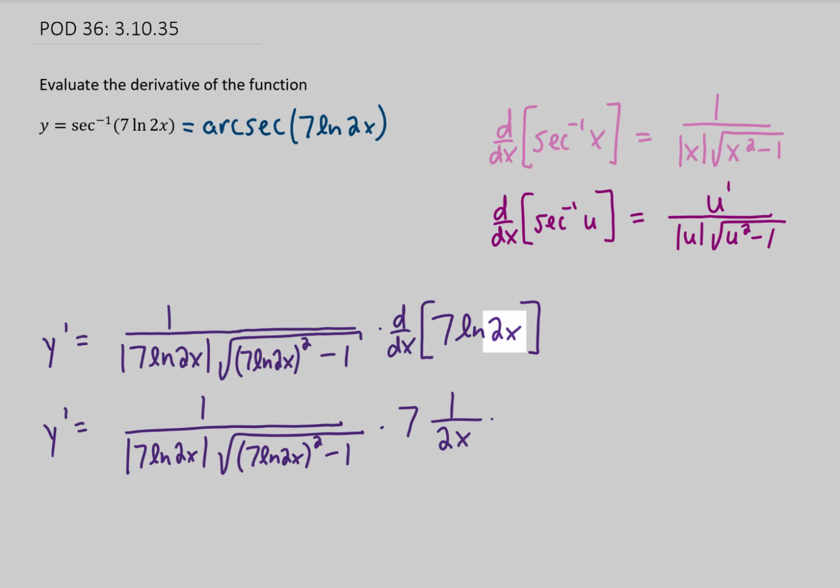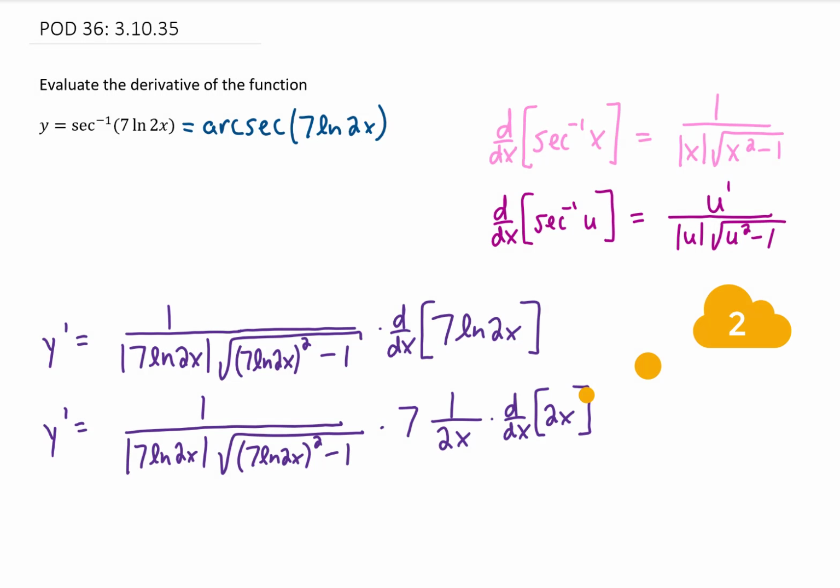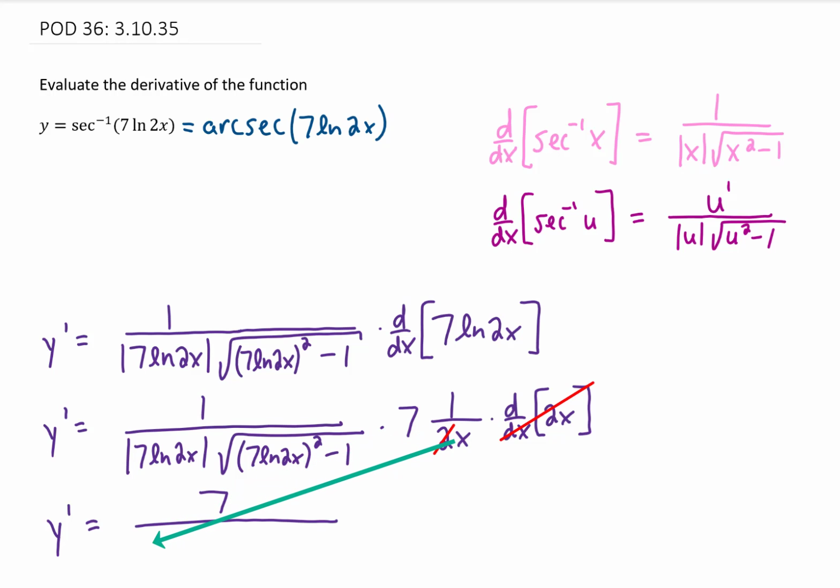We have an inner function of 2x, so the chain rule says that we need to multiply this result by the derivative of 2x, which we know to be 2. This 2 then is going to cancel with this 2 in the denominator, and that's going to leave us with our result. In the numerator, we're just going to have a 7, and in the denominator, we're going to have all the same stuff, except we have this extra x now.